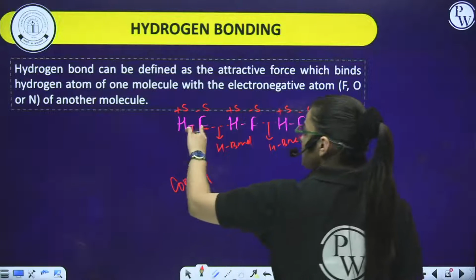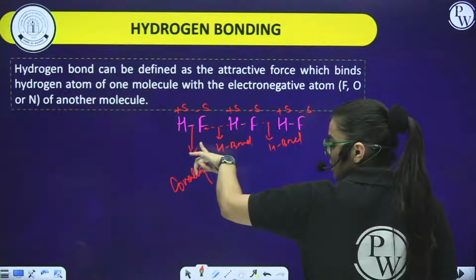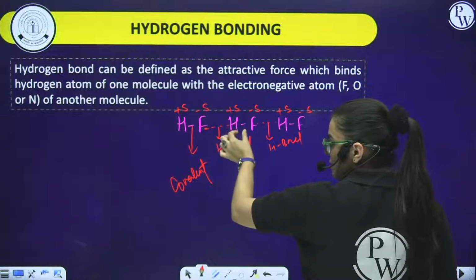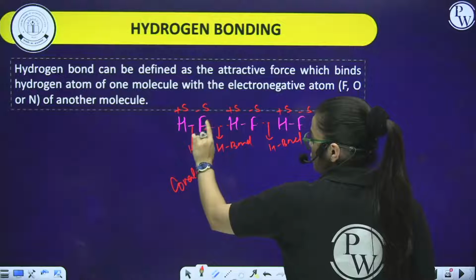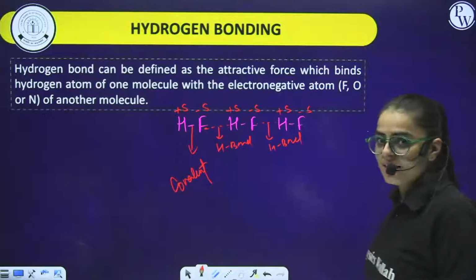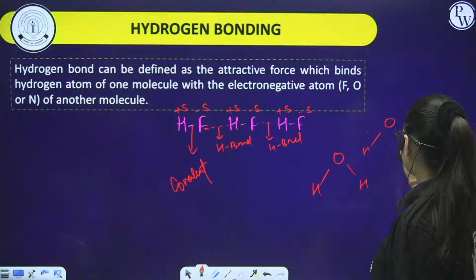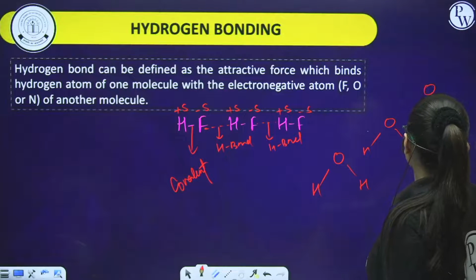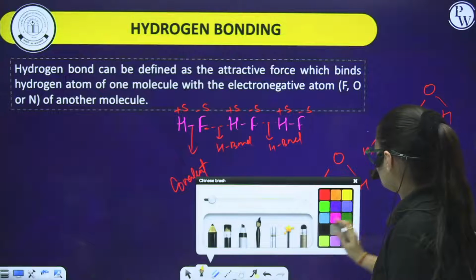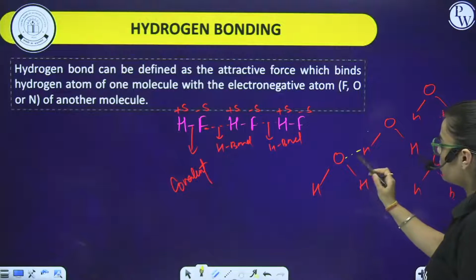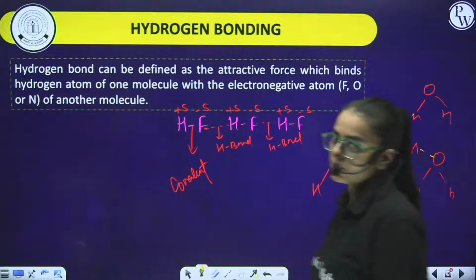So the fluorine atom over here should have a smaller size. Clear? Basically the atom this hydrogen created a bond with should have a smaller size and should contain a low number of electrons. Let's take the case of water. Now see, hydrogen creating a bond with more electronegative atom. Clear everybody? This is what is hydrogen bonding.